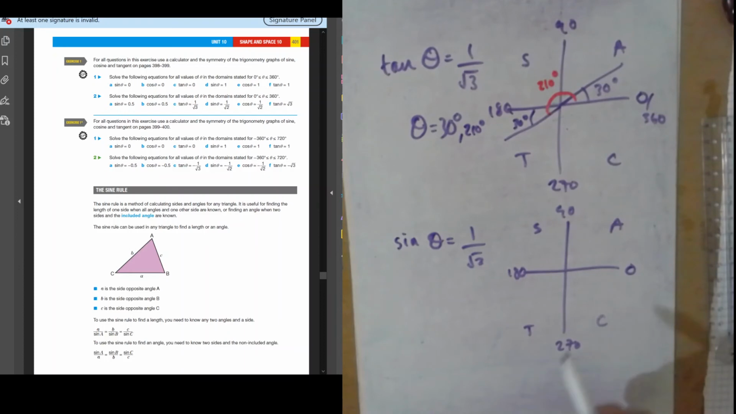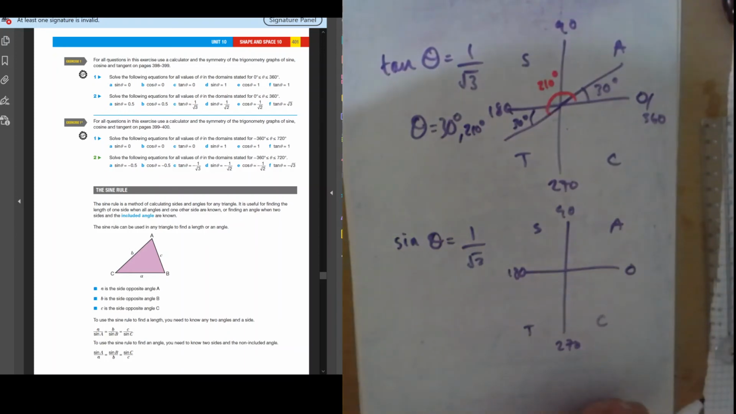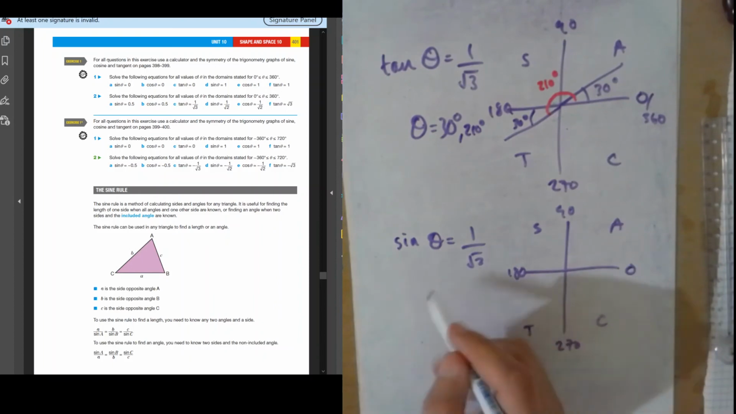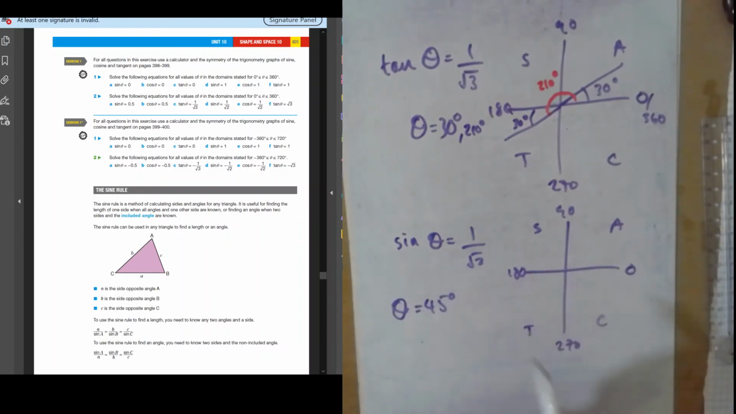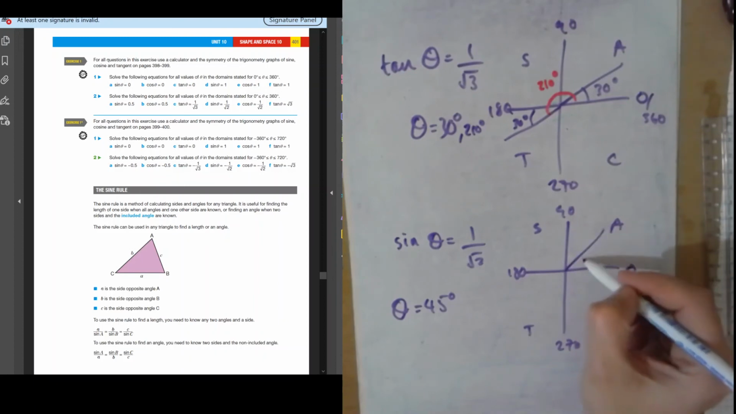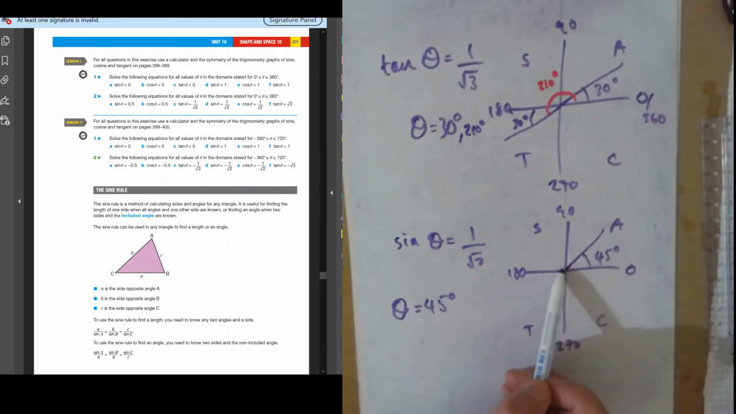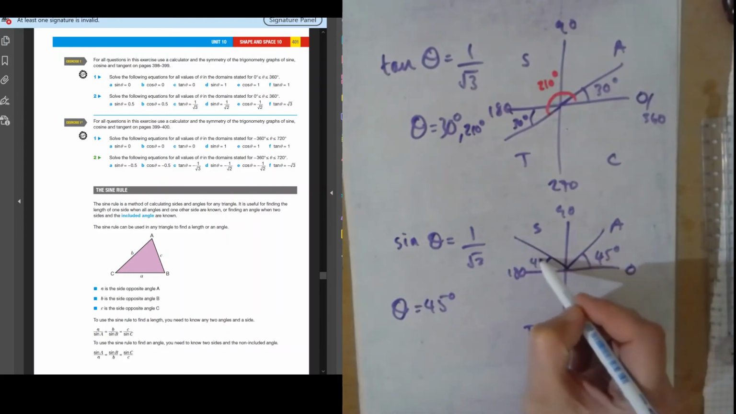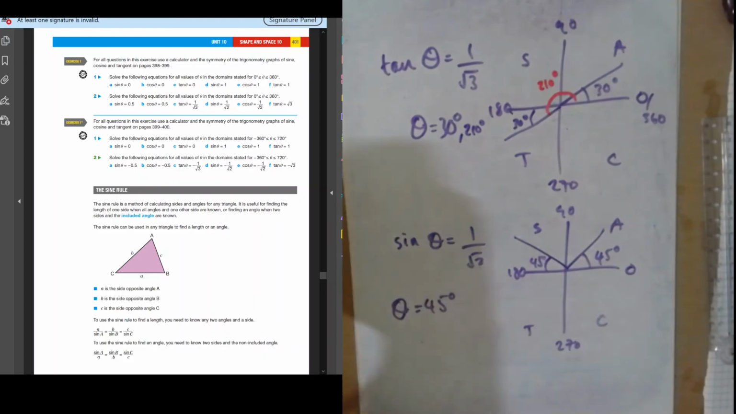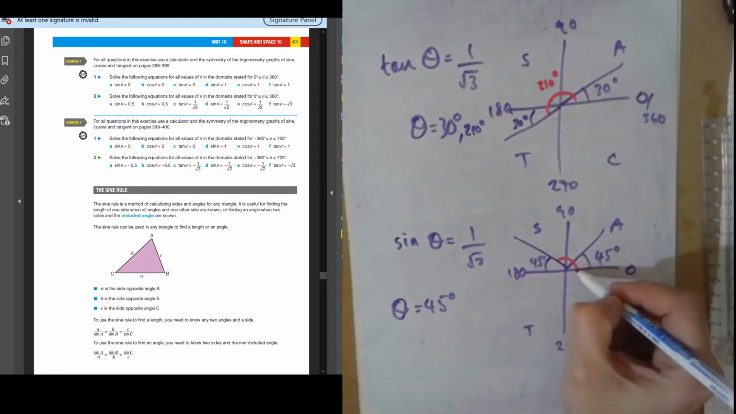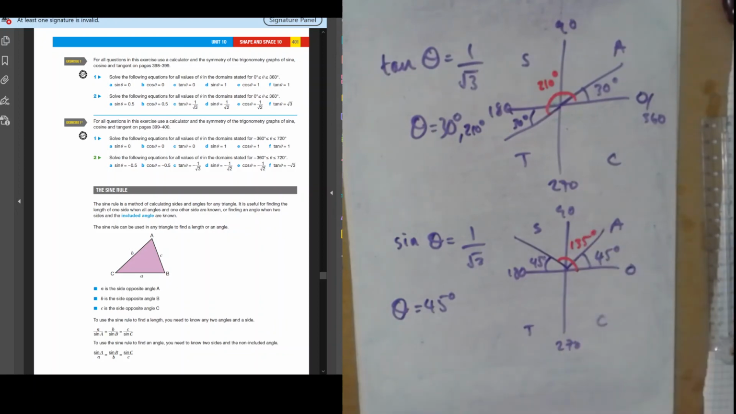So you've got 1 over root 2. I know this angle is 45 degrees, between 0 and 90. Because it's sine, I'm looking for the other positive quadrant that contains sine, which is this one right here. So this is 45 degrees, and this will be 135 degrees. So my two angles will be 45 degrees and 135 degrees. Hopefully that makes sense.